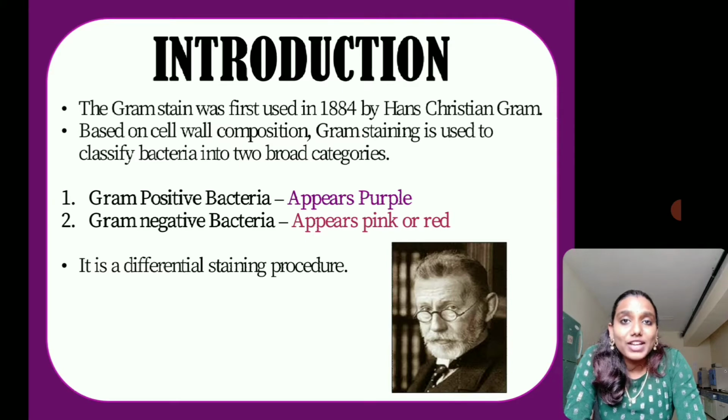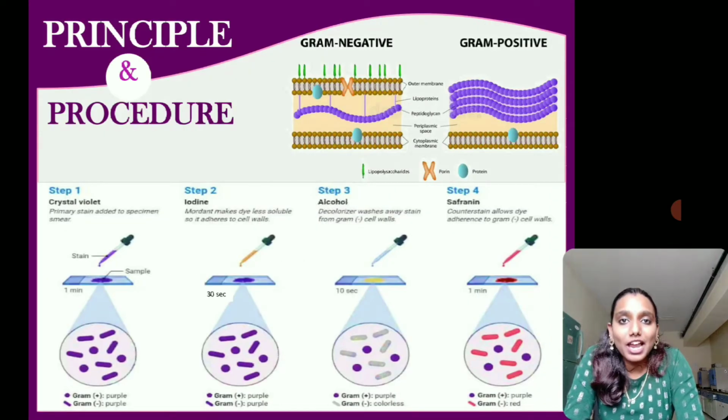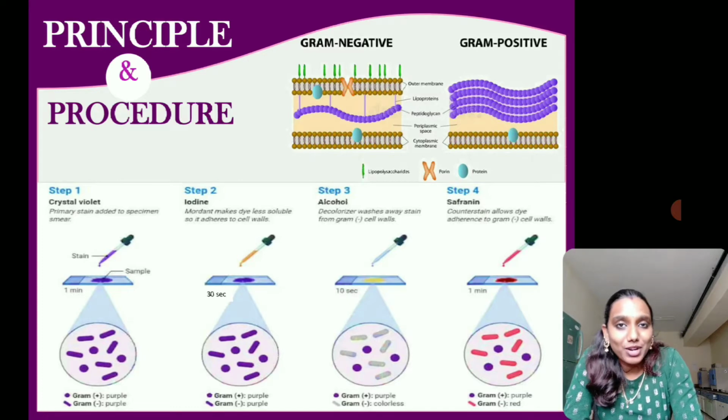Therefore, it is called a differential staining procedure, wherein we are differentiating between the two groups of organisms, that is gram-positive and gram-negative. Let us take a look into the principle and procedure of gram staining. The principle for gram staining lies in the cell wall composition of the bacteria. The cell wall of gram-positive bacteria will vary from the cell wall of gram-negative bacteria.